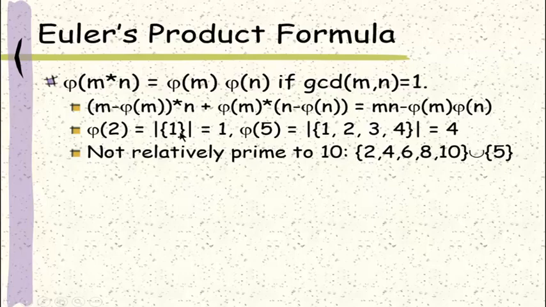So we have this 2 here, which is not relatively prime to 2. 2 times 1, 2 times 2, 2 times 3, 2 times 4, 2 times 5. These are the 5 numbers that are not relatively prime to 10.